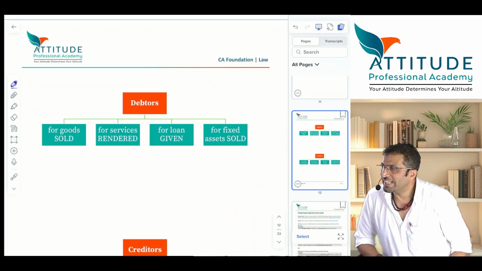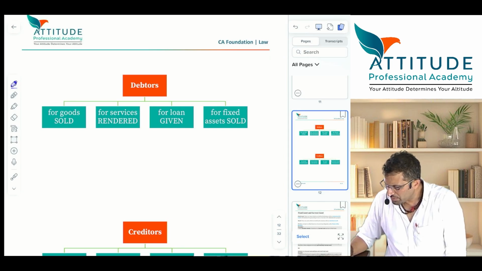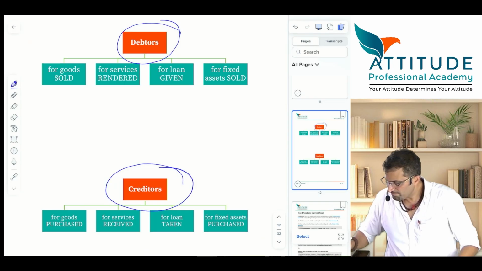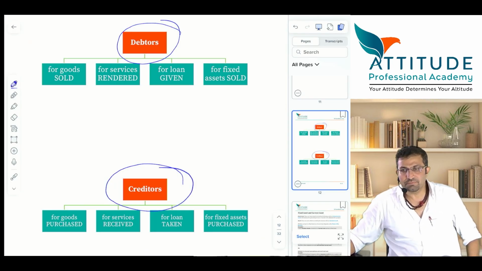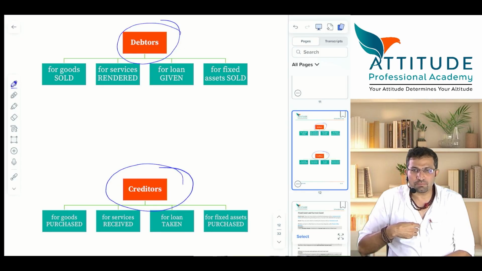Okay. Shall we go to the next one? Now, certain important terms are there which I want to tell you. Debtors and creditors. Very simple here. Now, please answer this. I come to your shop. You sell me your goods, but I've still not paid the money. Who am I for you?